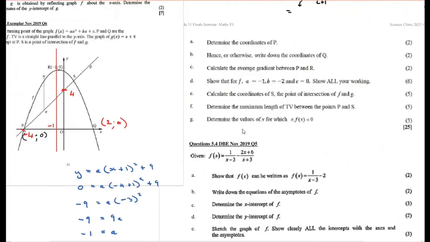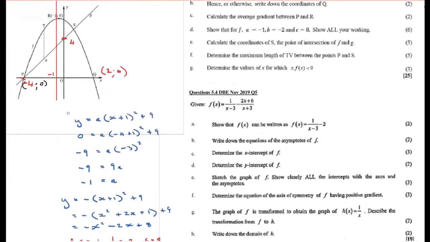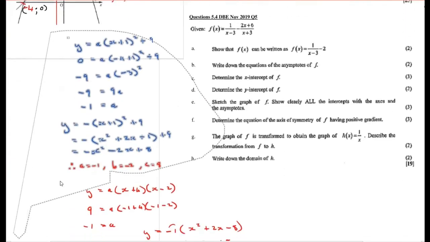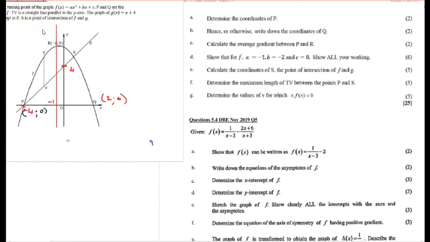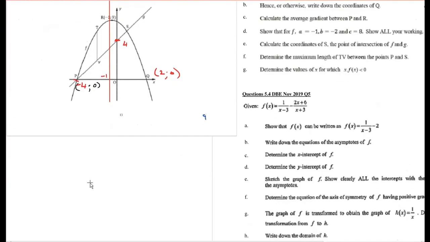This is the one I do want you to do. Determine the maximum length of TV. How are we going to find the maximum length of TV? Well, we are going to subtract the equations, obviously. We've been through this. So TV will equal what minus what? Which one minus which one?